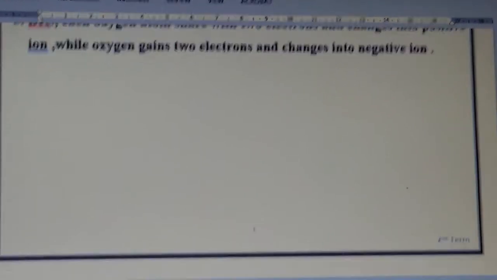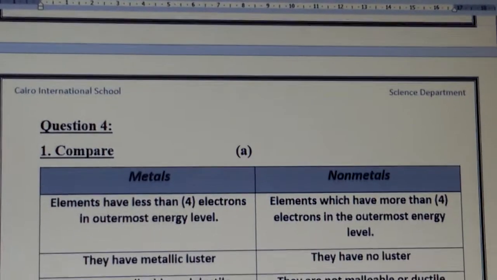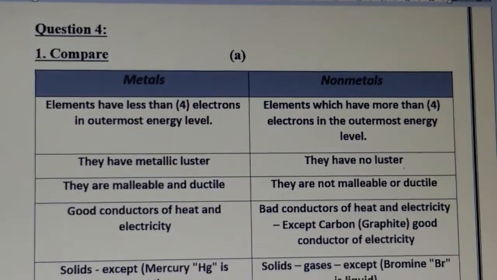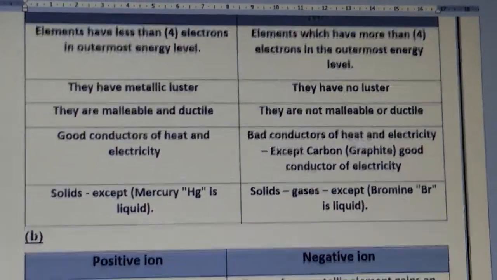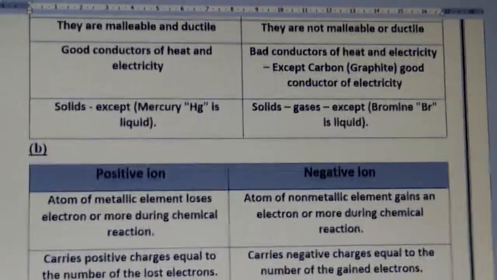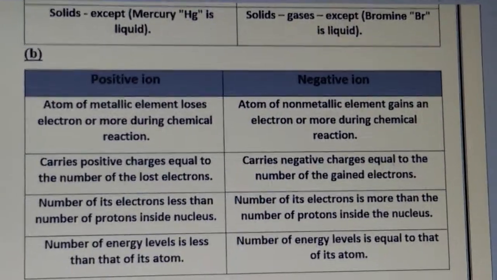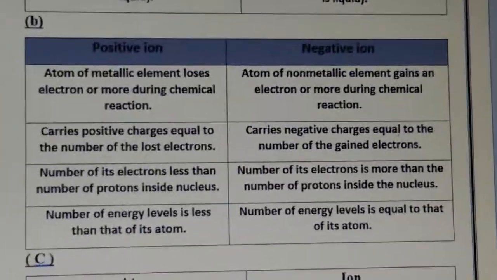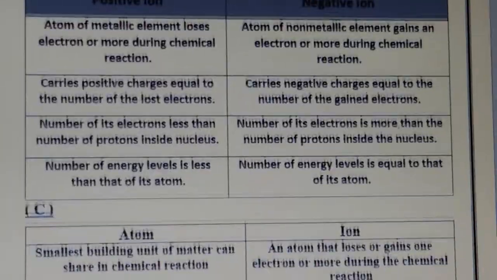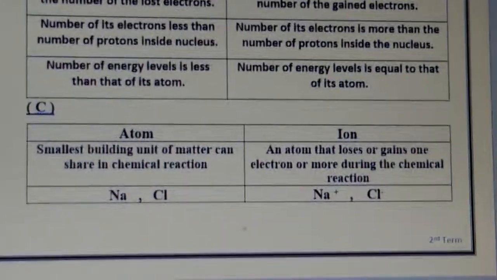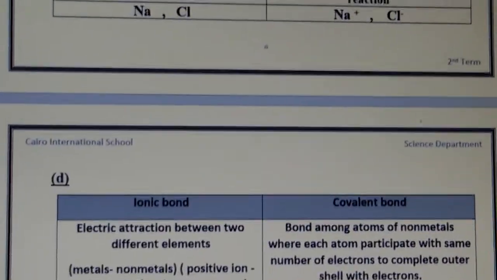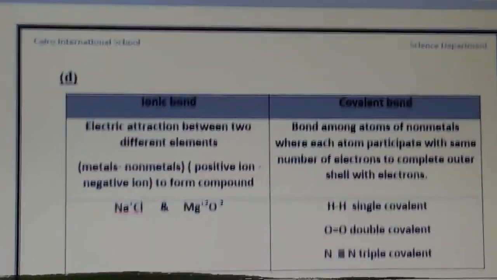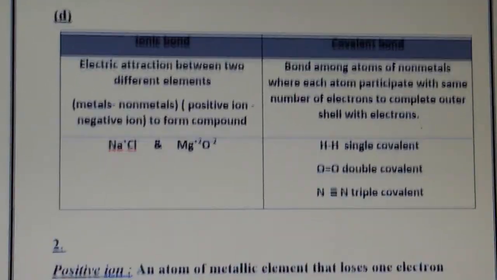Question number 4. Compare between metals and non-metals. This is the table of comparison between metals and non-metals. Number B. Comparison between positive ion and negative ion. Number C. Comparison between atom and ion, and example for each of them. Number D. Comparison between ionic bond and covalent bond.